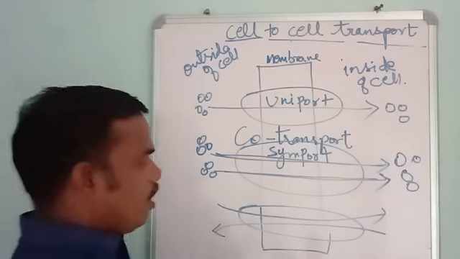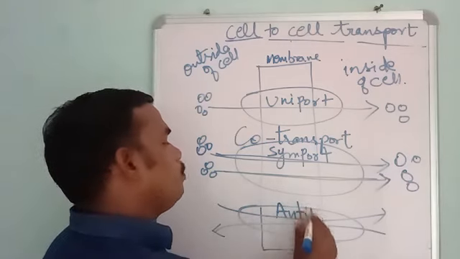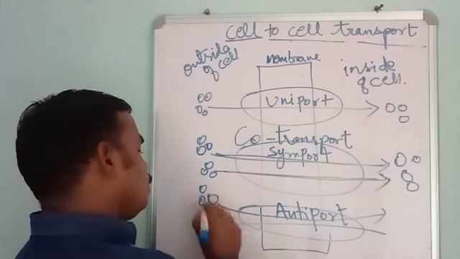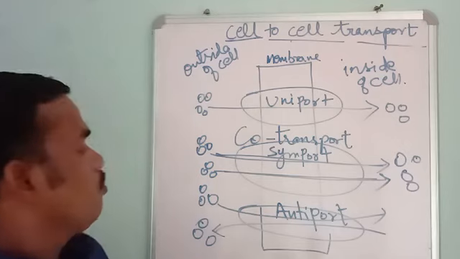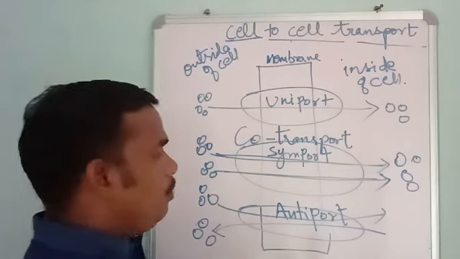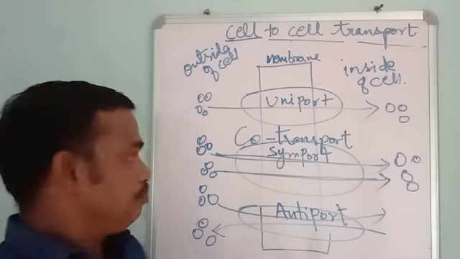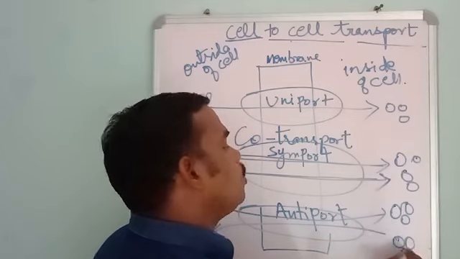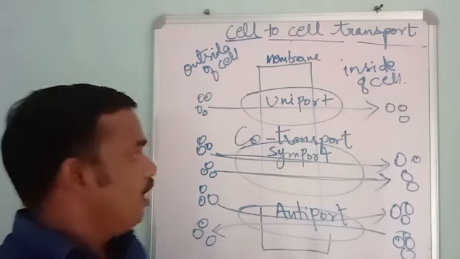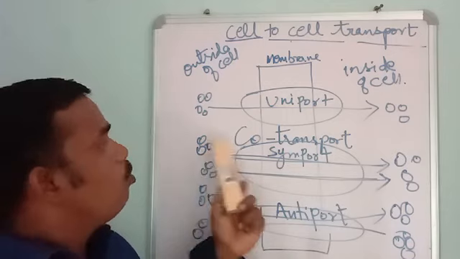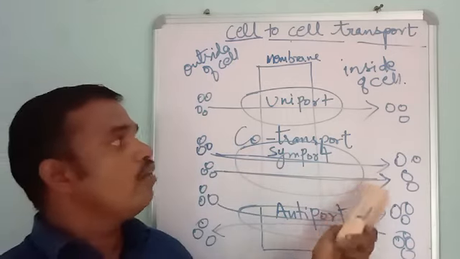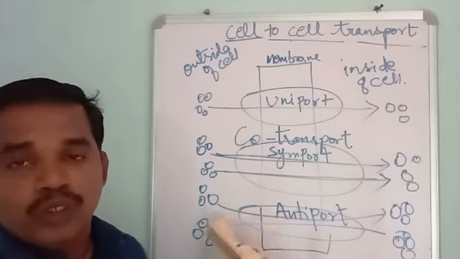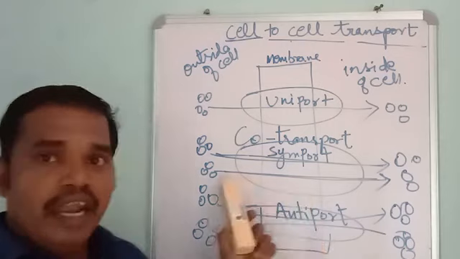The third one we call antiport. In antiport, two types of molecules move across the membrane in opposite directions. Do you understand what I am saying? In symport, two types of molecules move across the membrane from outside of the cell to inside of the cell, in one direction. But here, two types of molecules move across the membrane in opposite directions.